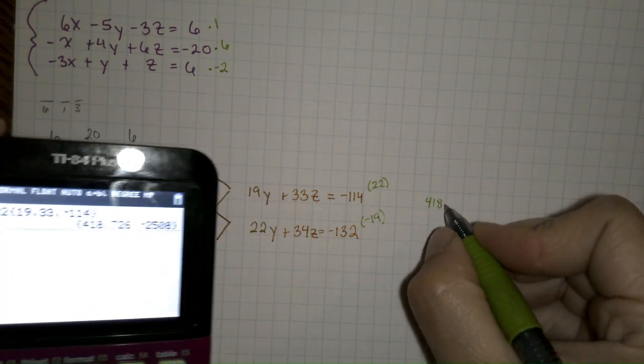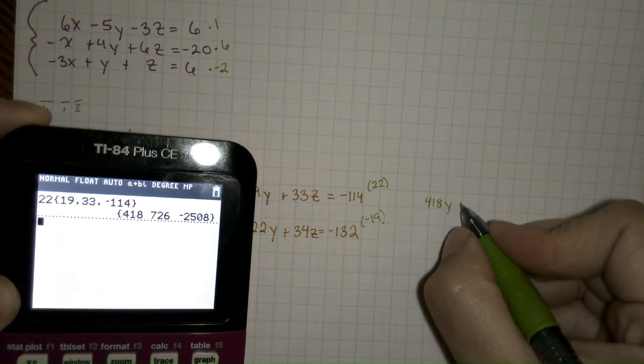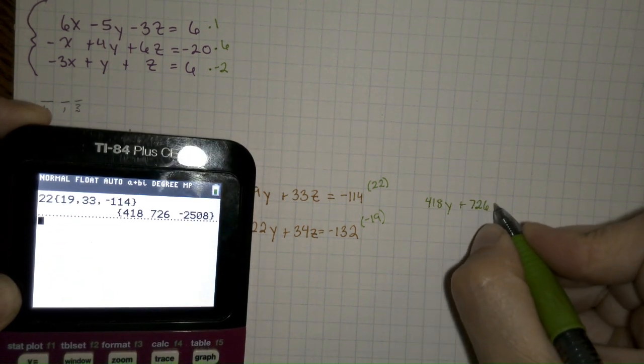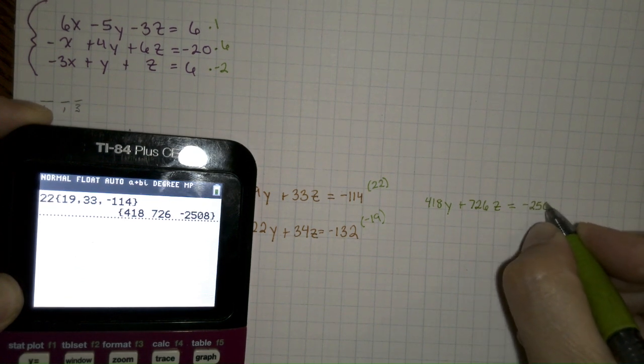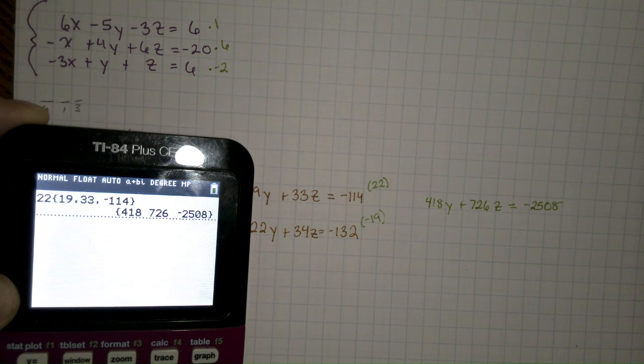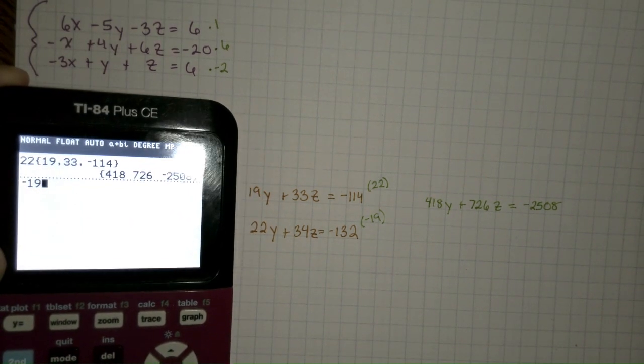418y plus 726z equals negative 25,080. I like to remember my numbers in twos. I did not enunciate that properly. I understand that.